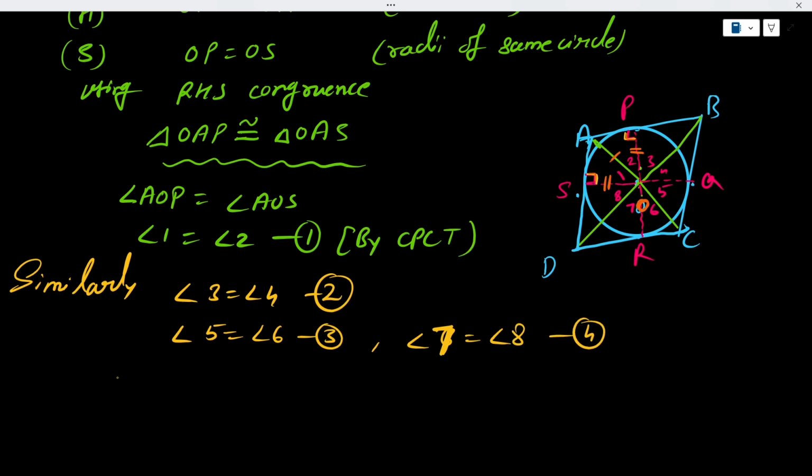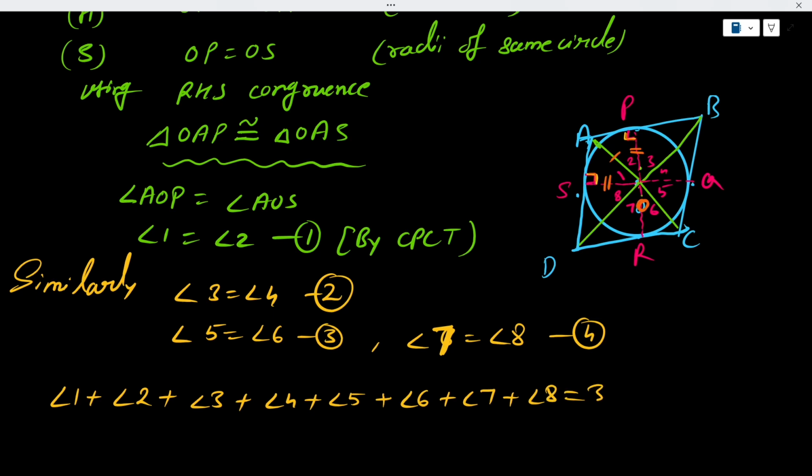Now, how will you relate it to angles? The sum of all angles at the center is going to be 360 degrees. So you'll write angle 1 plus angle 2 plus angle 3 plus angle 4 plus angle 5 plus angle 6 plus angle 7 plus angle 8 is equal to 360 degree, because it's an angle at a point. Angles around a point are always 360 degree, right?